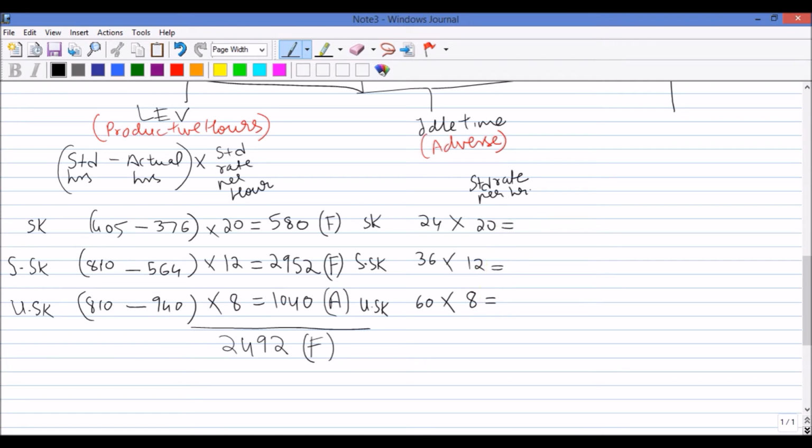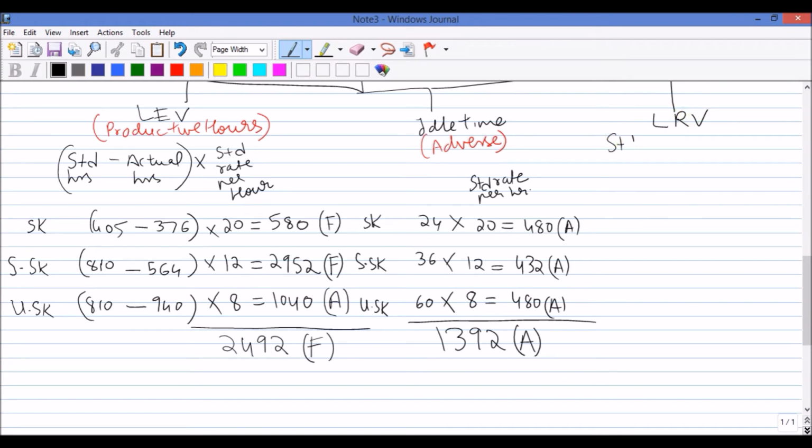24 into 20 is 480 adverse. So 36 into 12 is going to give me 432 adverse, and 60 into 8 is going to give me 480 adverse. So we have all the adverses together, 480 plus 432 plus 480, so it is 1392 adverse. Yes. Then we are moving forward to find the labor rate variance.